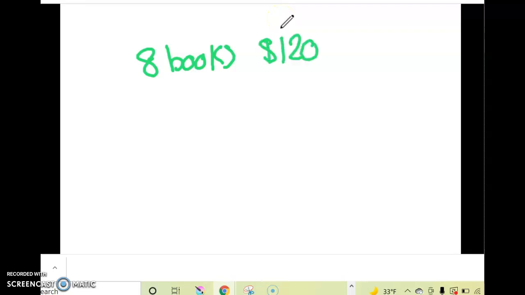Let's review unit rate and how to use unit rate to find other rates. Let's say I was given a ratio and told that I could purchase 8 books for $120. So my ratio is 8 to 120. What if I then asked the price of 13 books?